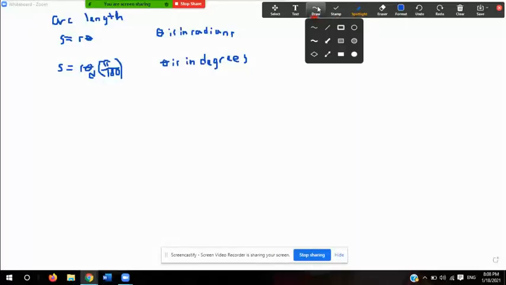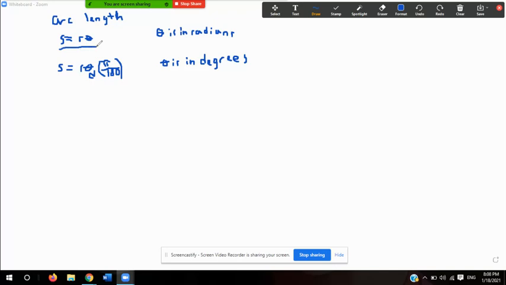Let's go ahead and look at the first example. The first example is finding arc length when the angle is in radians, so we're going to use this formula. The example says, in a circle with a radius of 10 centimeters, so we are being given the radius of the circle, which is 10 centimeters.